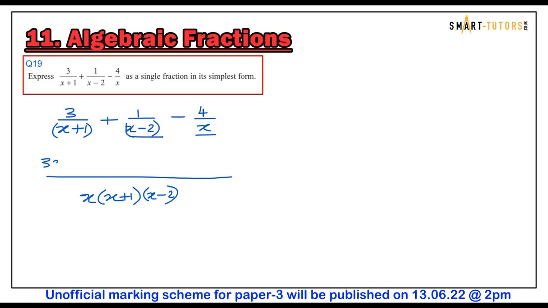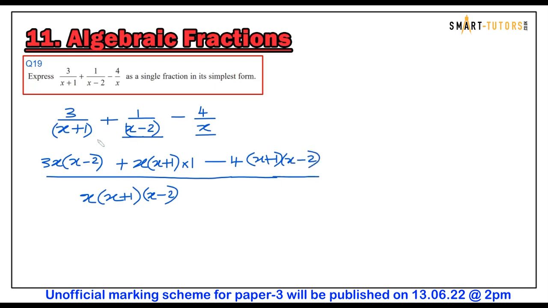So 3 times x minus 2 plus, when it comes to the middle term x minus 2, the other two, x plus 1 and x, are multiplied by the 1. Then minus 4 times the other two, x plus 1 and x minus 2. The common denominator is the multiple of all 3: x, x plus 1, x minus 2.